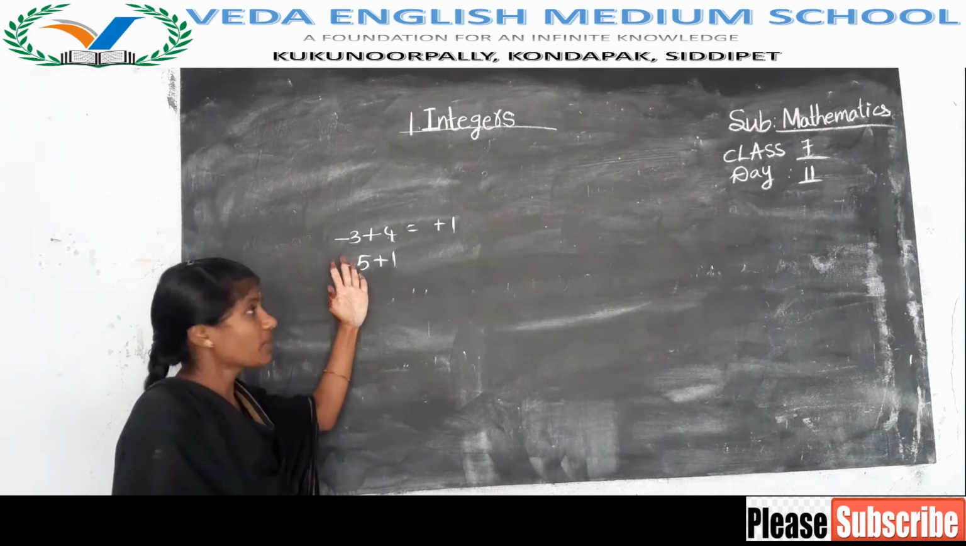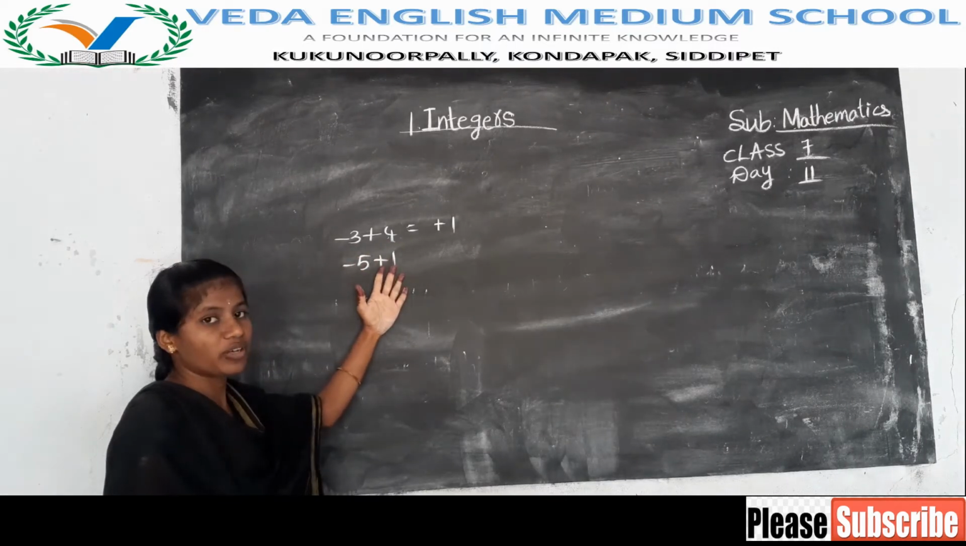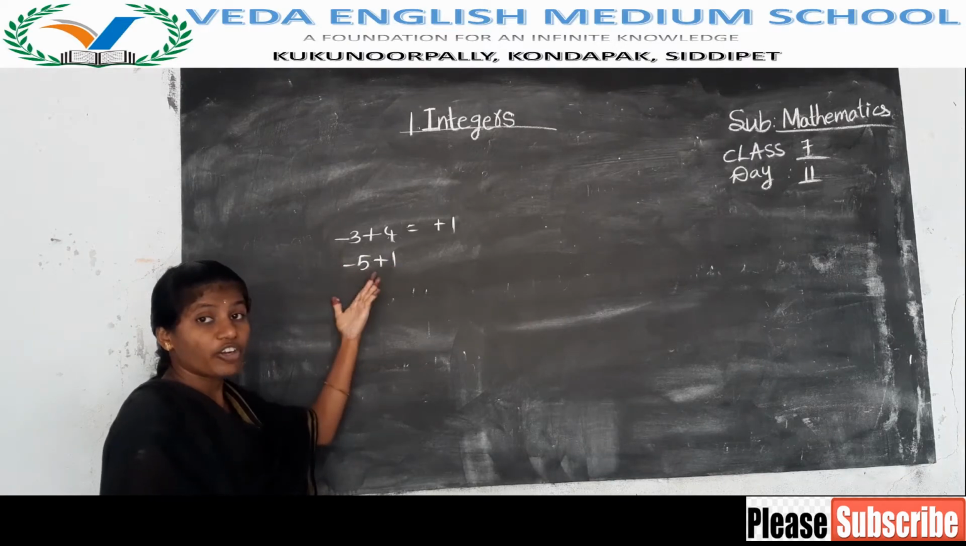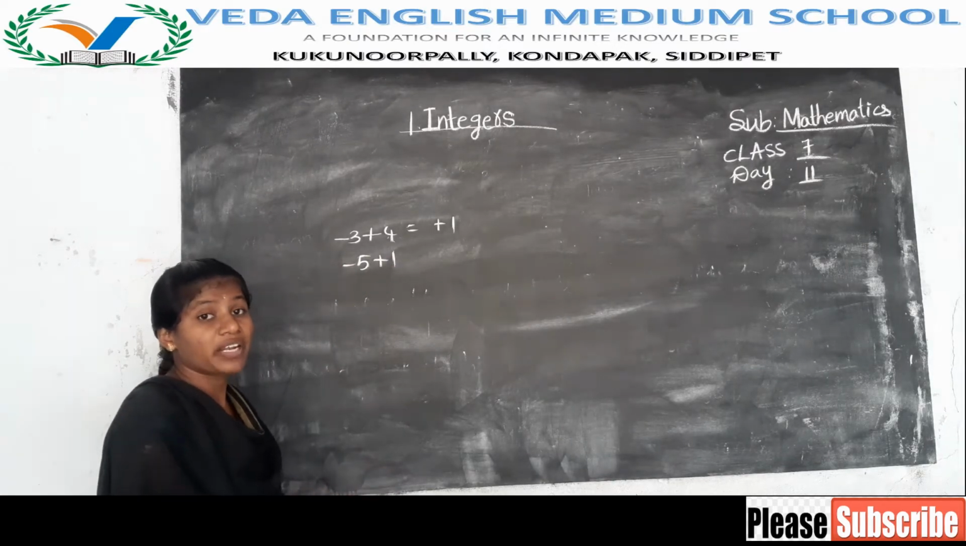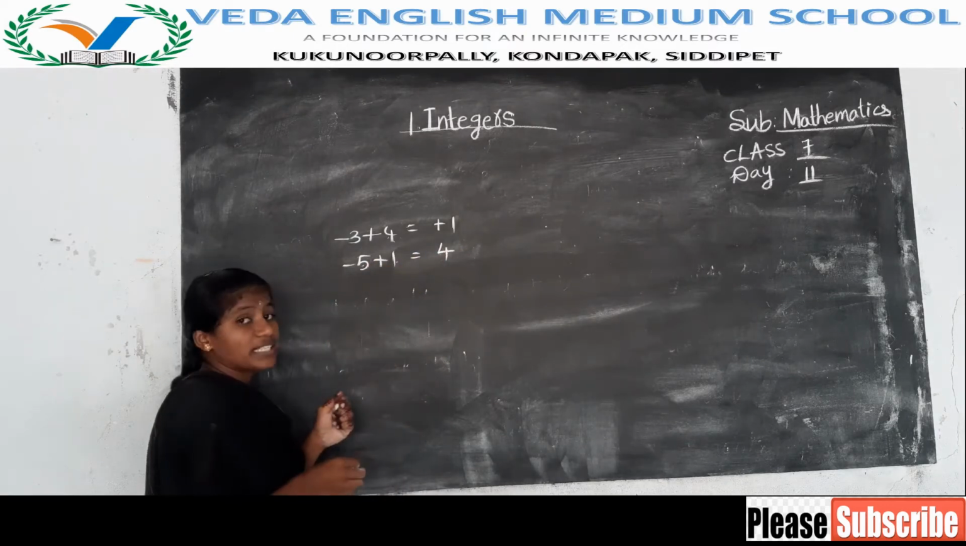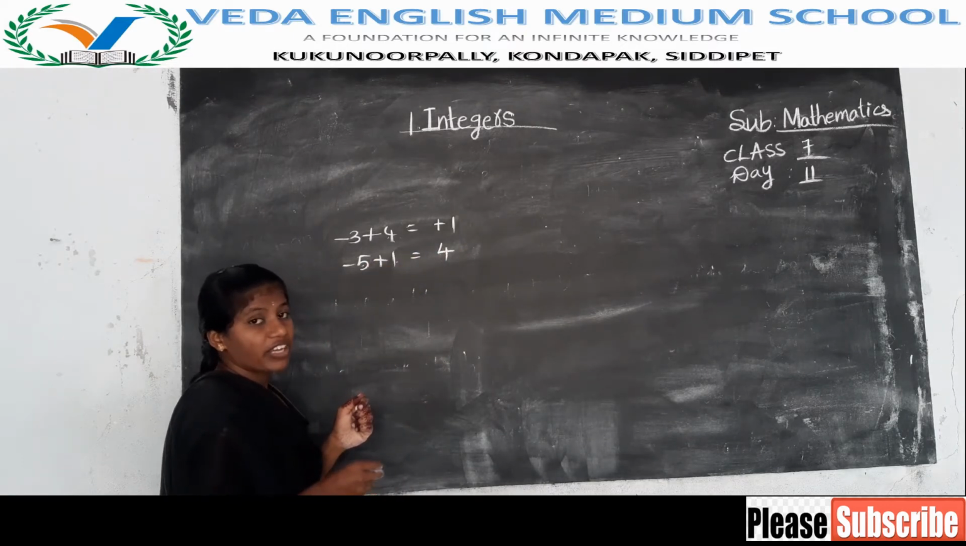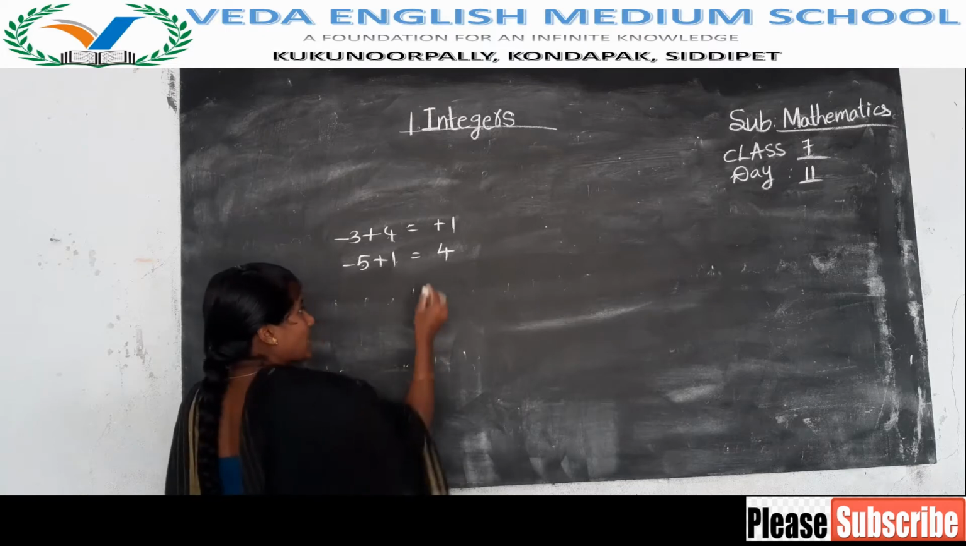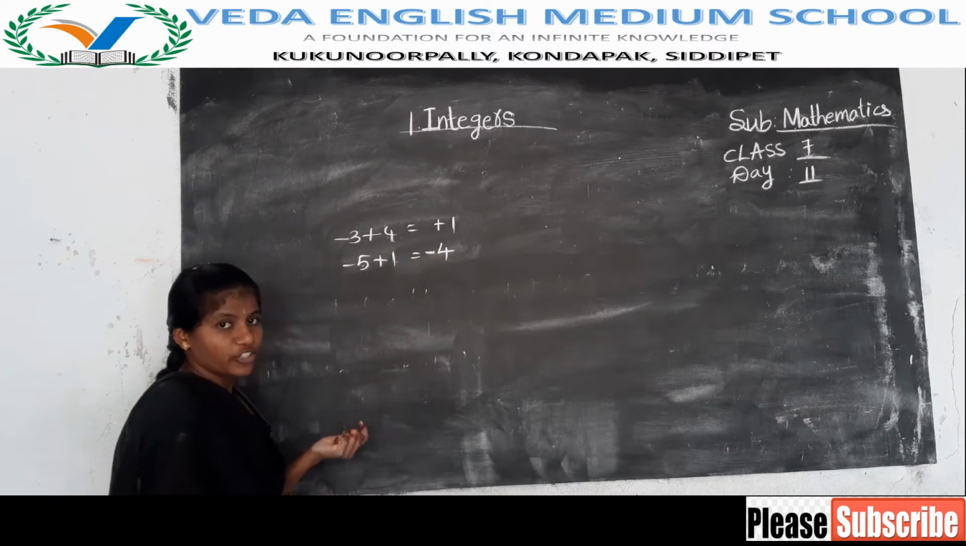If you have one positive number and one negative number, then what you have to do? You have to subtract them. 5 minus 1 gives 4. Out of these two numbers, what is the greater number? 5. For 5, which symbol you have here? Minus. So the answer is minus 4. Like this, addition of integers.